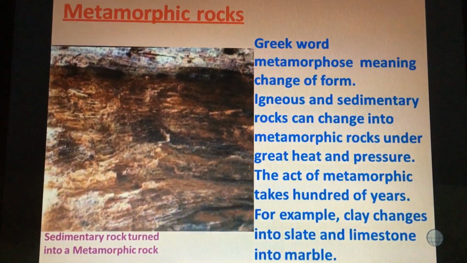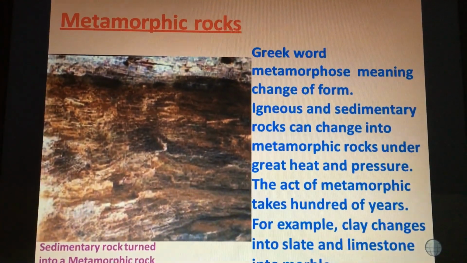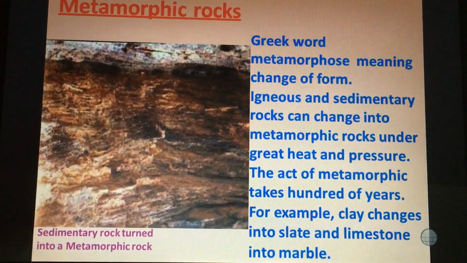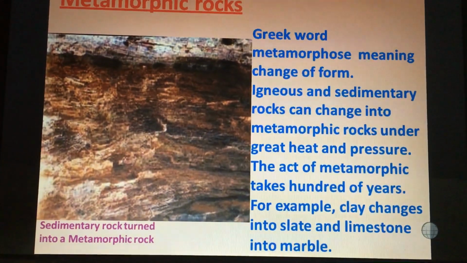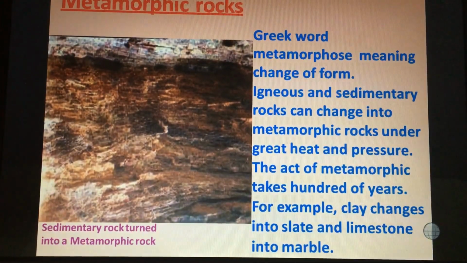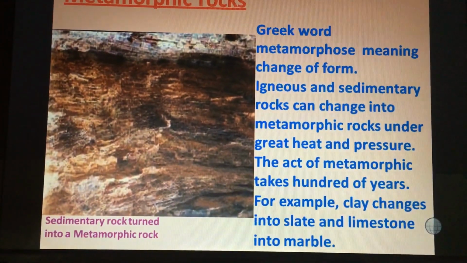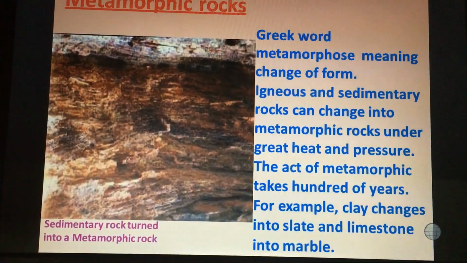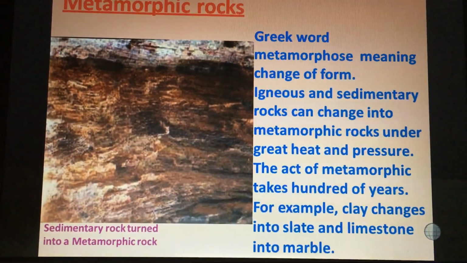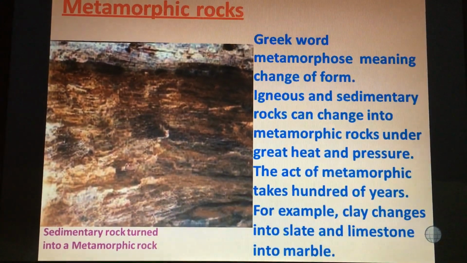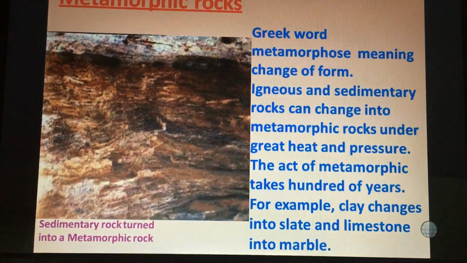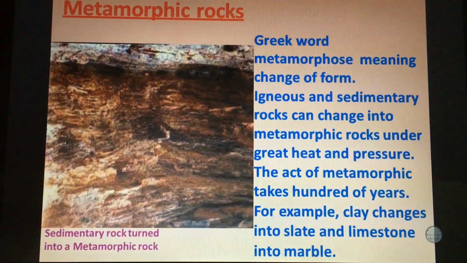Moving up, next are the metamorphic rocks. The word comes from the Greek word metamorphos, meaning change of form. Igneous and sedimentary rocks can change into metamorphic rocks under great heat and pressure. The act of metamorphism takes hundreds of years to come into existence. Gems can be found in these types of rocks, and examples are clay changing into slate and limestone into marble. So it took hundreds of years to become these types of rocks.